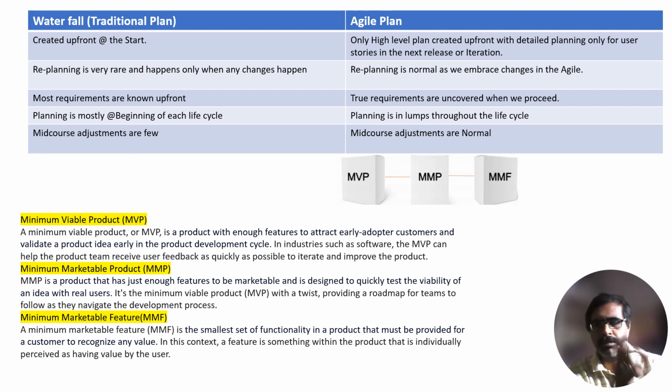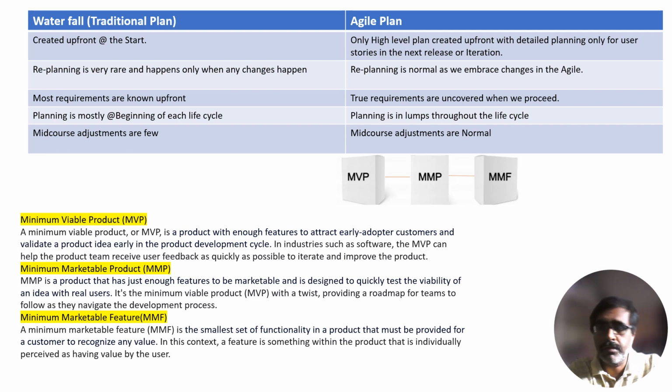If you take traditional plans, they are created upfront at the start. Whereas in Agile, only a high-level plan is created upfront, with detailed planning only for the user stories in the next release or iteration. That is the biggest difference. Traditional plans are created upfront at the start; in Agile, only high-level plans are created upfront, with detailed planning only for the user stories in the next release or iteration.